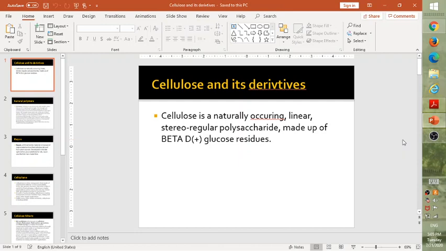for this is none other than Gowarikar's book, Polymer Science by V.R. Gowarikar. It's a wonderful book. He has explained everything nicely over there. So let us begin.